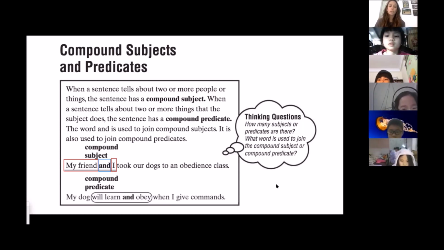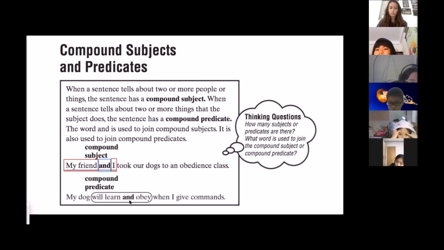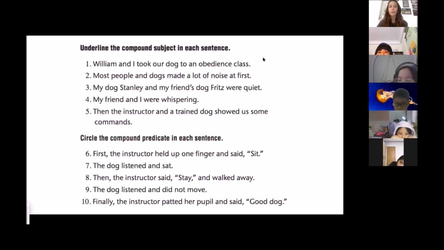What about our next sentence? My dog will learn and obey when I give commands. How many actions do you see in this sentence? 2. Yeah. What actions do you see? Learn and obey. Will learn is our first action. Obey is our second action. And do you see a joining word? Yes. And. Okay, so now we have 2 actions, our joining word and, so that tells us we have a compound predicate. Good job.